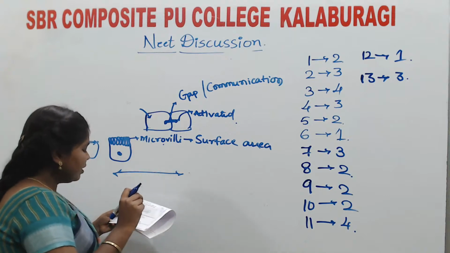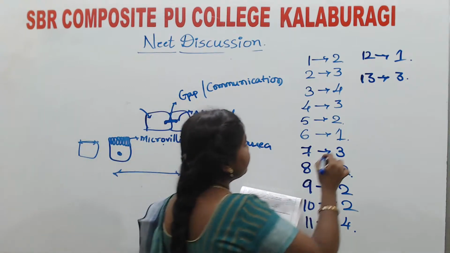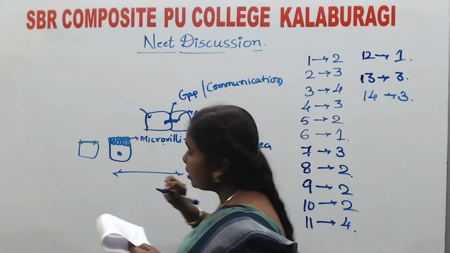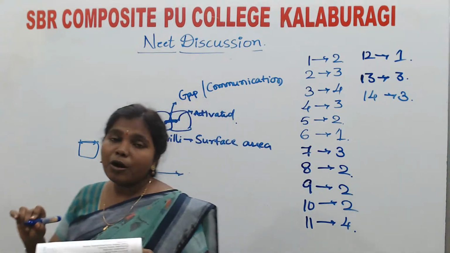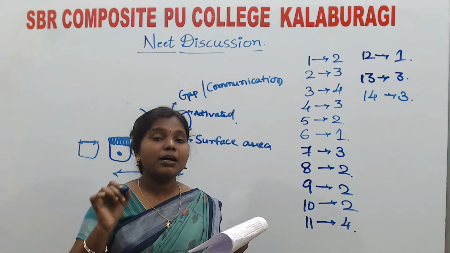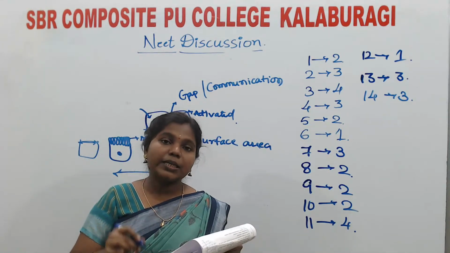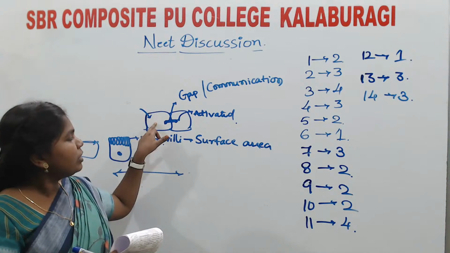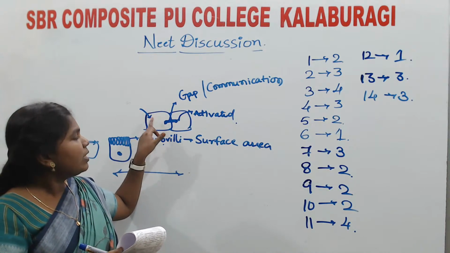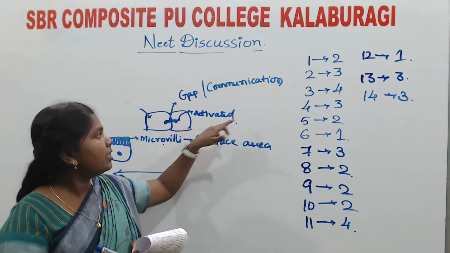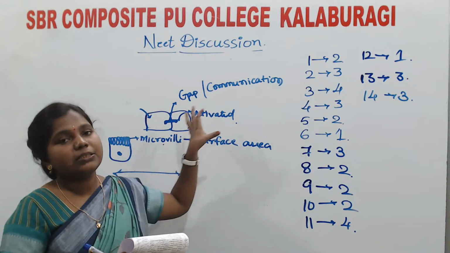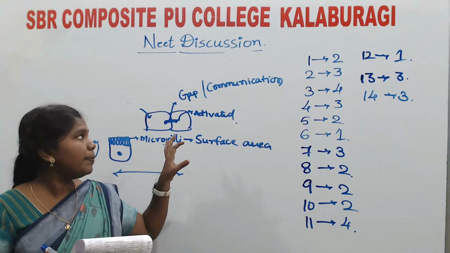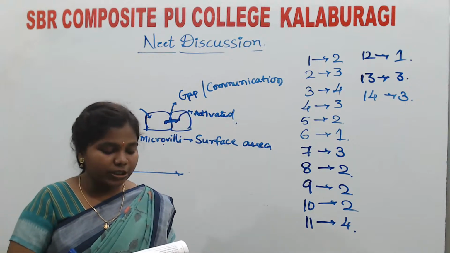So the third option is the correct answer for the 14th question, that is communication junction or gap junctions, which form the intercalated disc in the cardiac cells. Okay, that mainly helps: if one stimulus is given to one cell, neighboring cells also get activated. Like this, all the cells present side by side get activated at a time, because of the presence of these kinds of junctions.